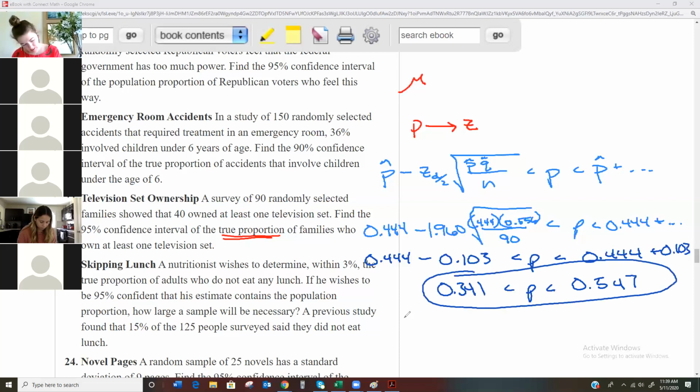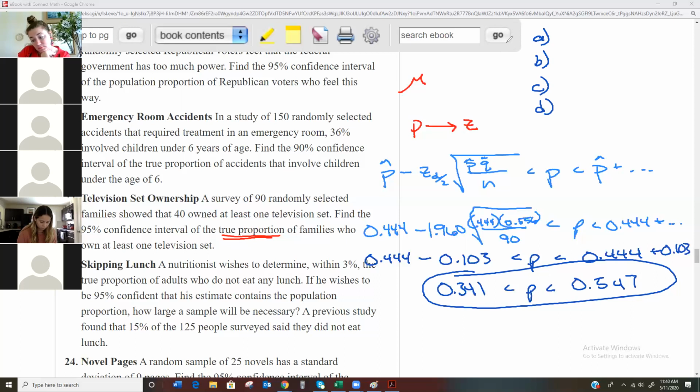Now, would you want us at all to make those whole? No, for percentages, for the proportions, it always says 3 decimal spots. So again, if you took this as a percentage, it'd be 34.1% and 54.7%. So it's like 1 decimal spot for the percentage.